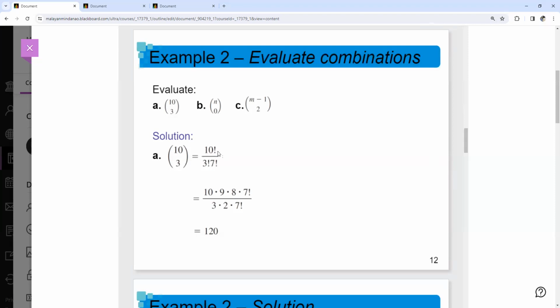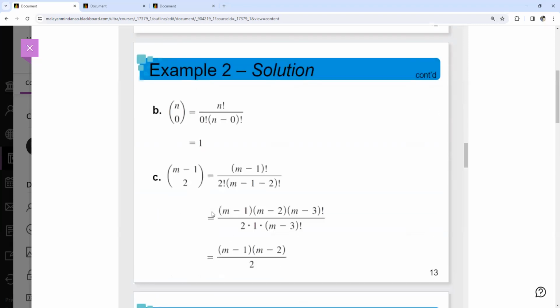And again, to evaluate with the presence of this factorial, you want to expand the numerator 10 times 9 times 8 times, but you pause at 7 factorial because you know you can cancel out the 7 factorials in the denominator and the numerator. Because you are left with 10 times 9 times 8 divided by 3 times 2, which is 120.